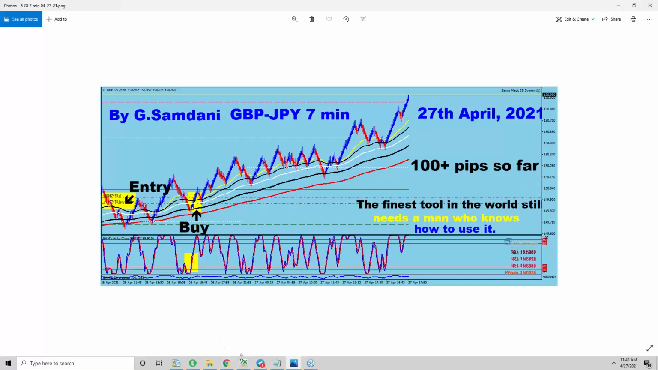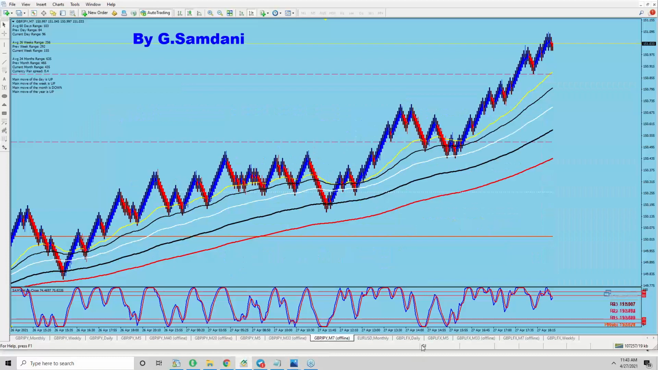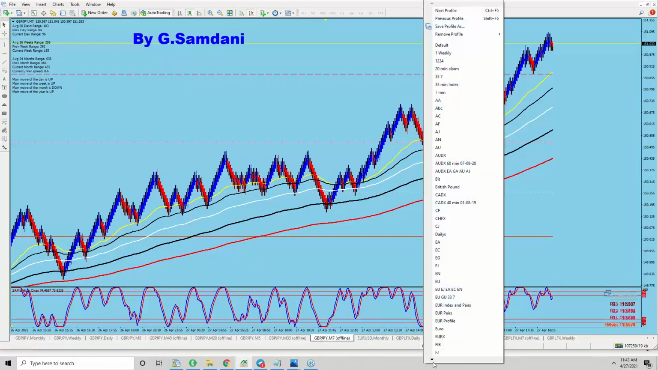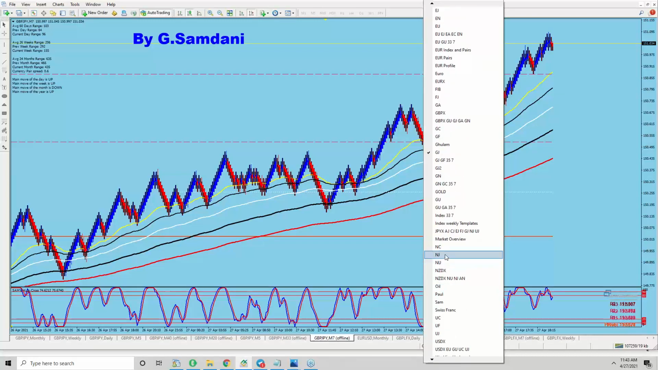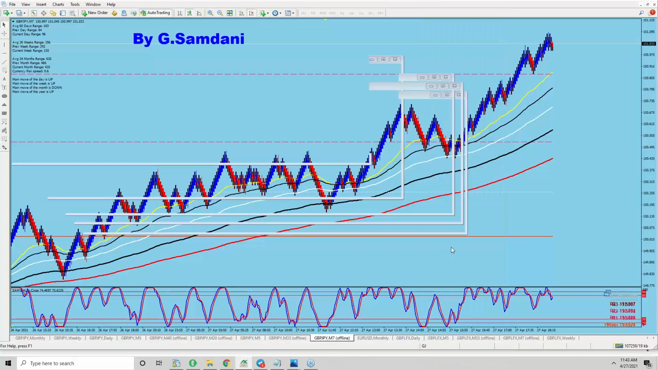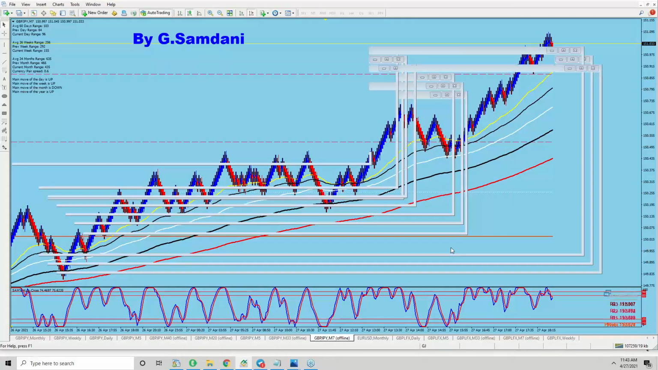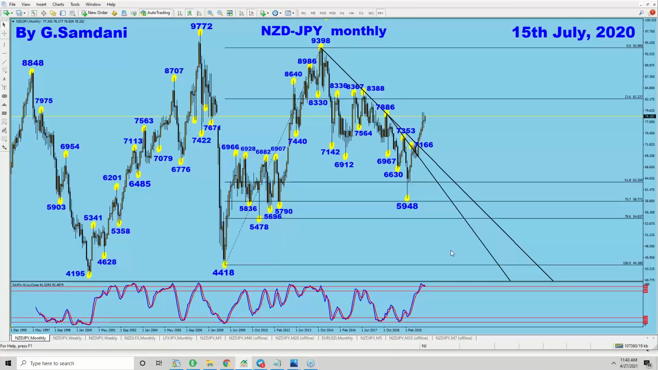Now, after GJ, do we have anything else? Any more yen pairs? NJ, no, DJ. So this is the beauty of catching the direction in the index. Once you do that, then you're done.